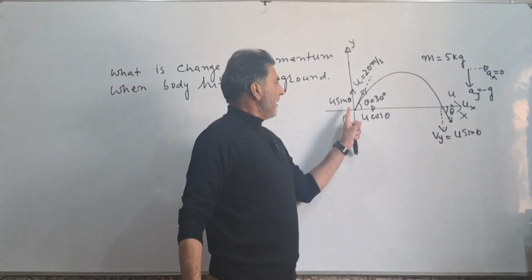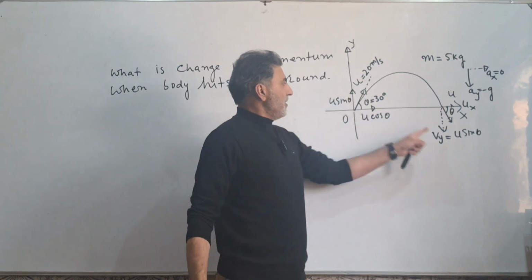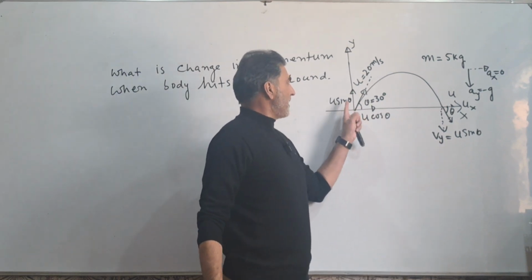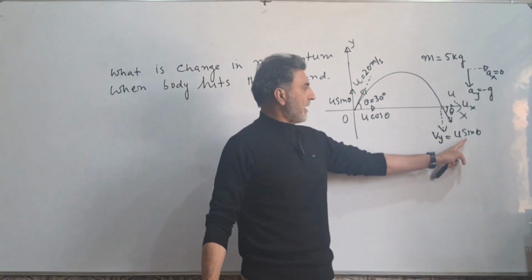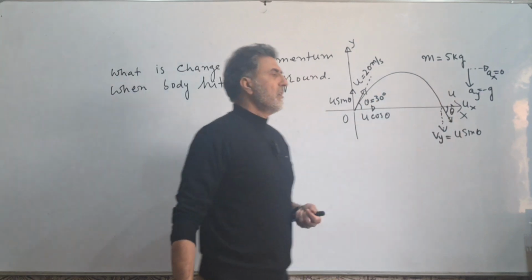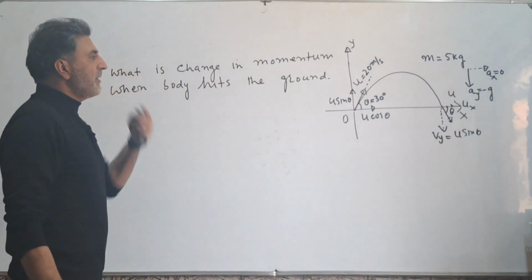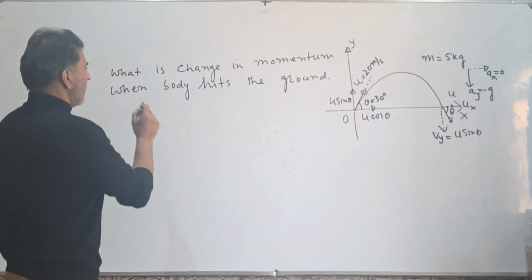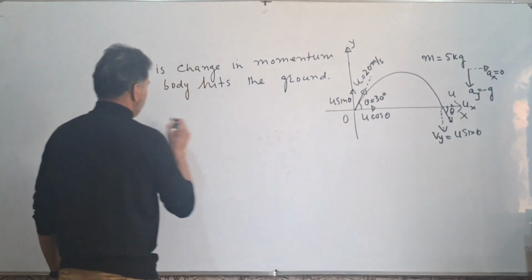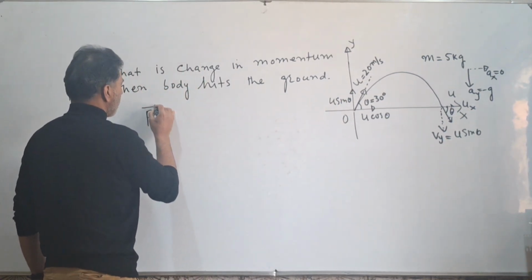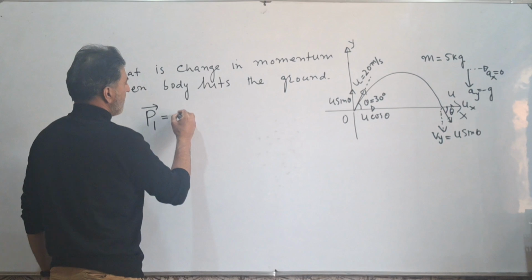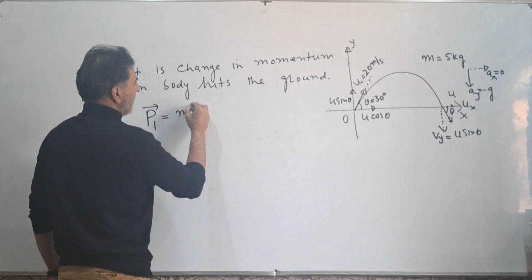So the vertical velocity will change. Initial vertical velocity is u sin theta. Final vertical velocity is also u sin theta, but in the opposite direction. So what is the change in momentum? For that we have to find the initial momentum. Momentum here, at the initial point, let me suppose that is p1. That is m u vector.